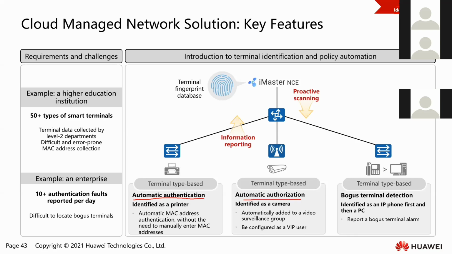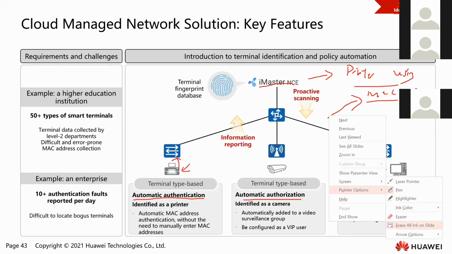Basically, in iMaster NCE, we can configure, for example, that all printers use MAC address authentication. So we configure this in NCE. Whenever a printer connects to the device, our iMaster NCE will automatically detect, based on the MAC address, that this one is a printer, so I will let it use MAC address authentication. So these are some of the benefits of terminal identification.